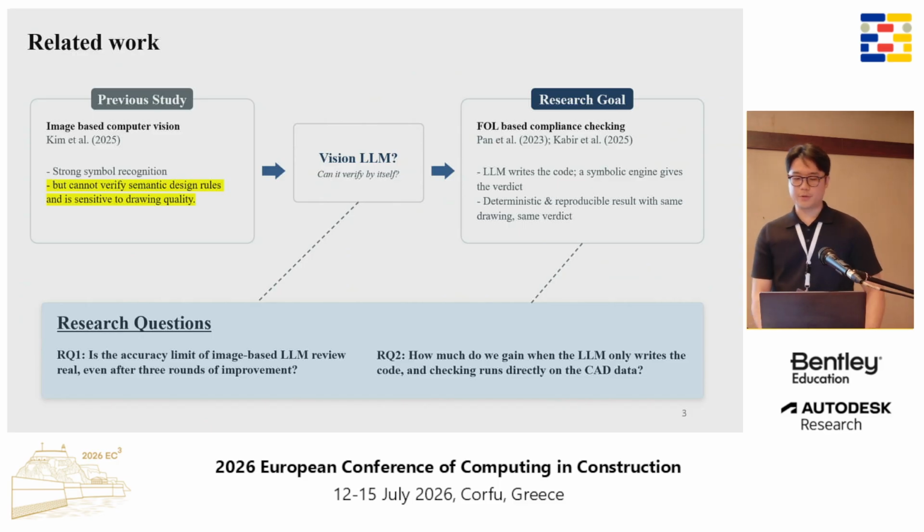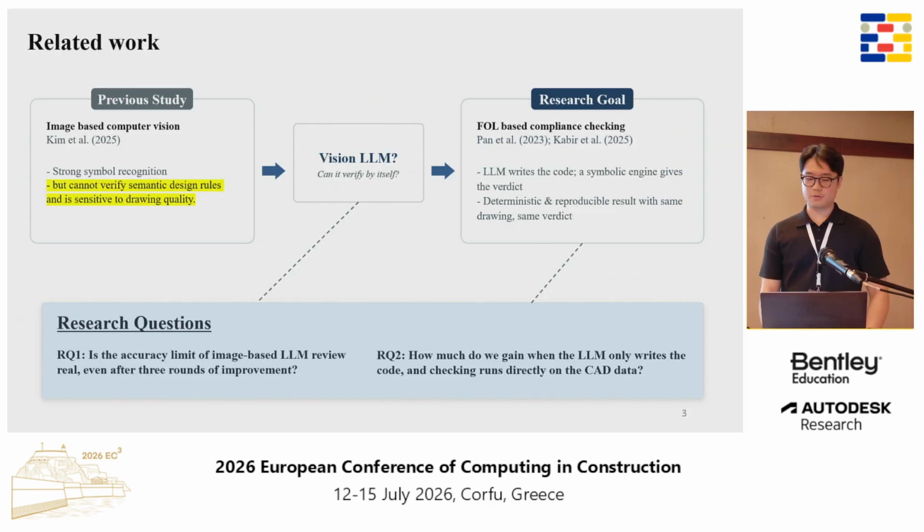Let's look at the prior works. Image-based computer vision recognizes symbols very well, but it interprets an image probabilistically. Vision LLMs look like a natural fit. They can turn natural language rules into checks. The risk is letting the model do the verification itself. Hallucination and non-deterministic outputs are unacceptable when the same drawing must give the same verdict every time.